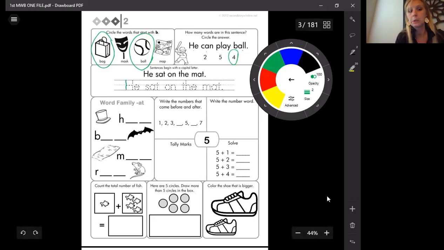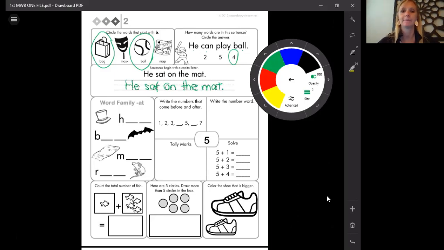So let's try to trace this. The way my computer is, it's hard to make nice, neat handwriting. He sat on the mat. That's not so bad. And then again, I want you to act like you're putting the period on there. You need the practice. All right. He sat on the mat.